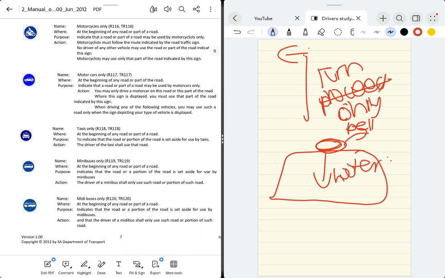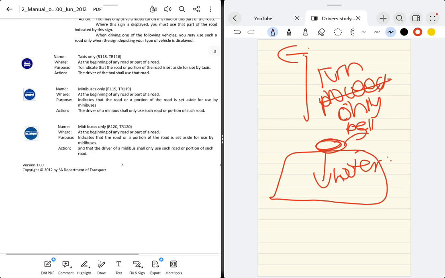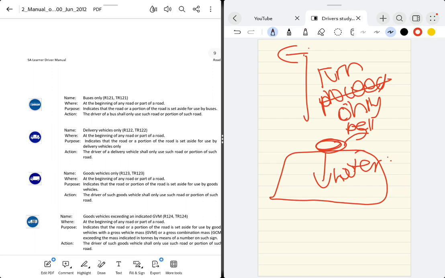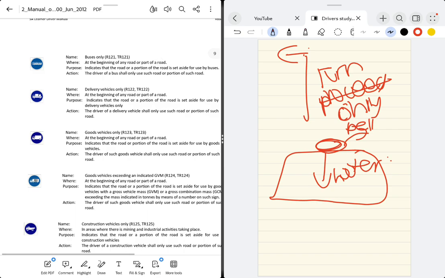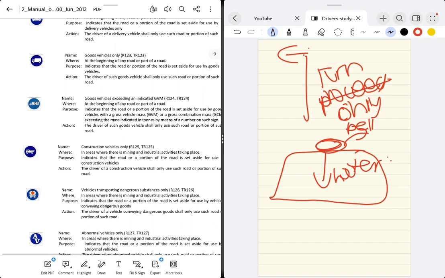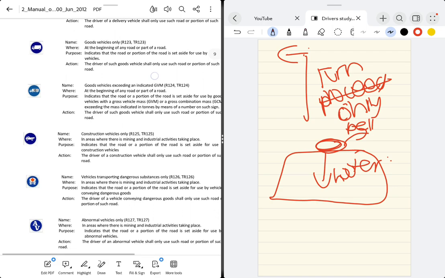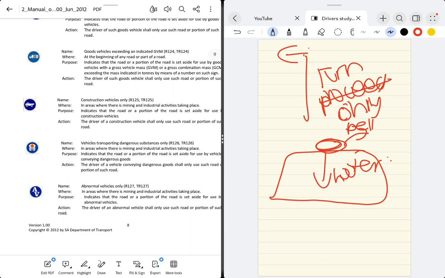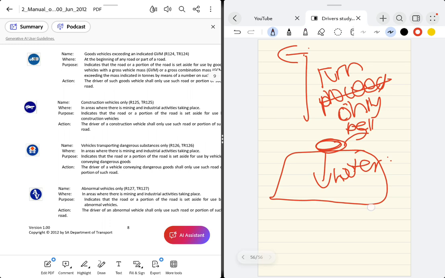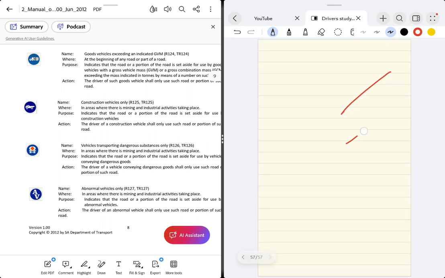And then minibus. Okay. Then there's the midibus only. Then there's the buses only. Okay. Then there's a delivery vehicle only. Goods vehicle only. Goods exceeding that GVM only. Construction only. Okay, we need to remember this construction. So construction will have like a little thingy at the bottom. That's the construction.